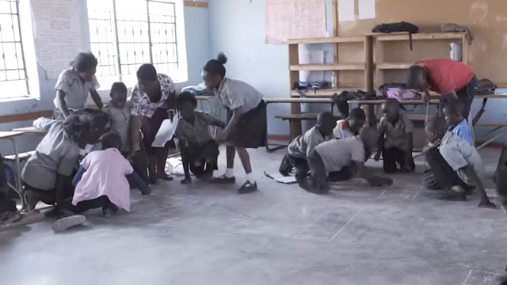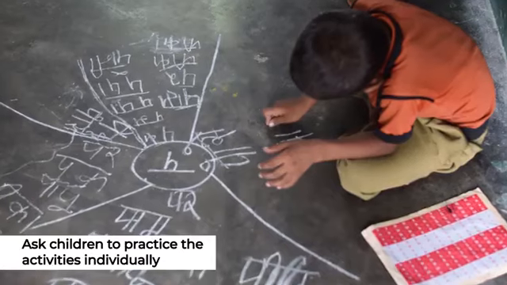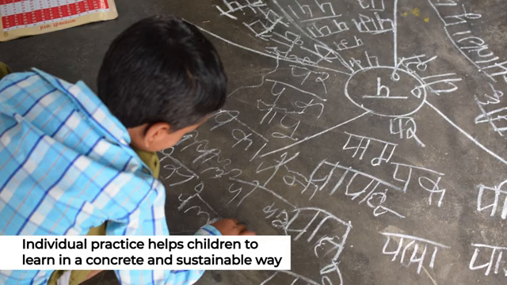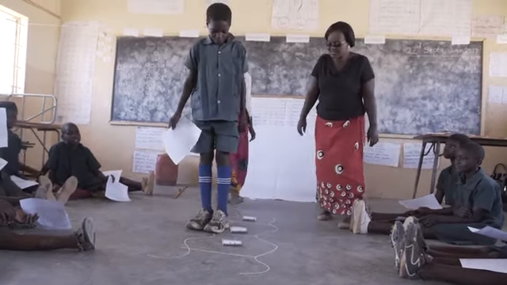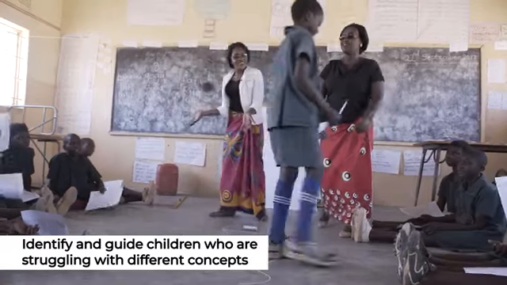After participating in small group activities, the children are encouraged to practice the activities individually. Through the process of individual practice, children are able to learn in concrete and sustainable ways quickly. While children practice activities individually, the facilitator identifies and guides children who are struggling with various concepts.